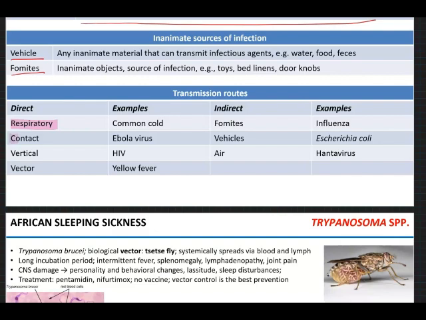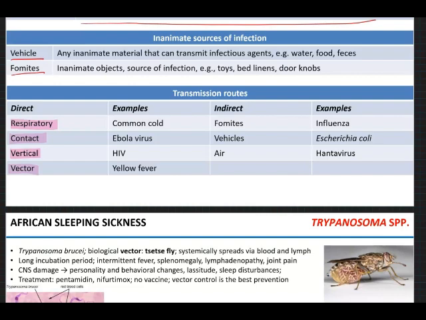So contact. Anything from sexual to skin to vomitus, you name it. Vertical transmission, mother to child. Can be congenital, can be transplacental or birth canal or breast milk. That's all considered vertical.